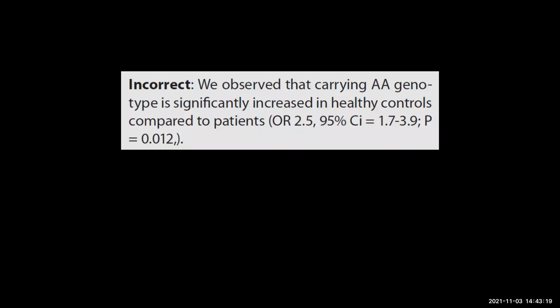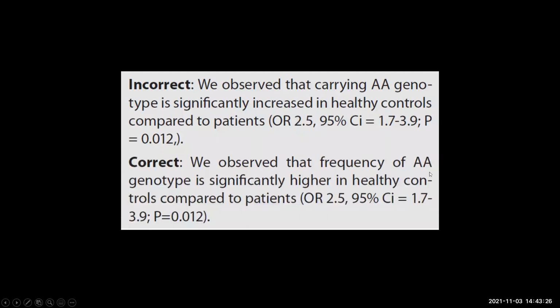Again, how you write it is also very important. Your choice of words, how you phrase it. Here, we use words like increased. It implies a causal relationship. It's better to say that there was an association, or that something was higher or lower.